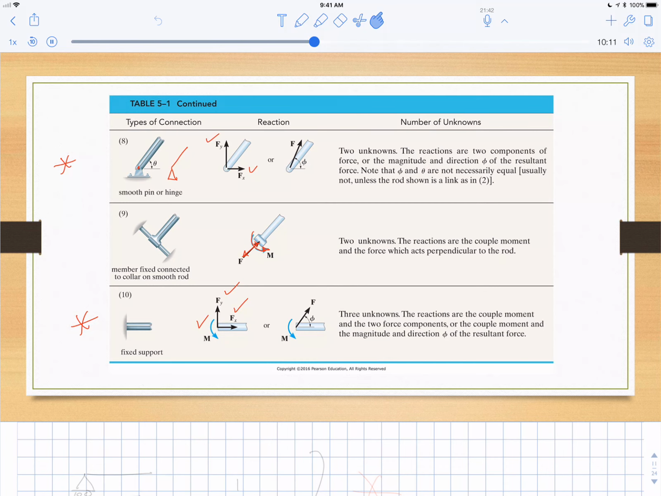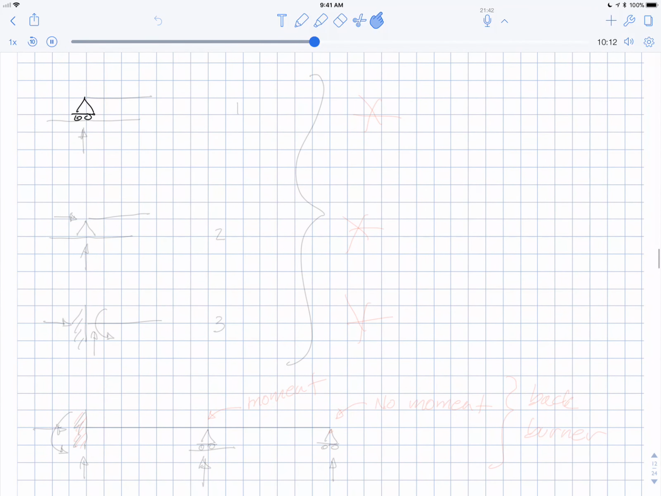So the three most important ones that you really need to know are a roller. The roller has only a normal reaction. The next one is a pin, and that pin has an X and a Y reaction. And the last one is a fixed end, and that has an X reaction, a Y reaction, and a moment. So you can see that this has one reaction, this has two reactions, and this has three reactions. These three are the most important ones for you to know.